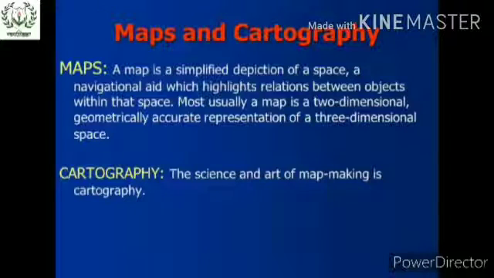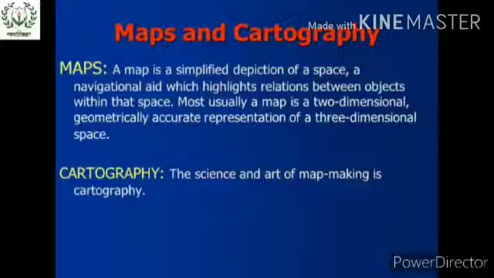Now we have to know what are maps and what is cartography. A map is a visual representation of Earth on a flat surface. A map is a simple depiction of a space, a navigational aid which highlights relations between objects within that space. Most usually, a map is a two-dimensional, geometrically accurate representation of a three-dimensional space.